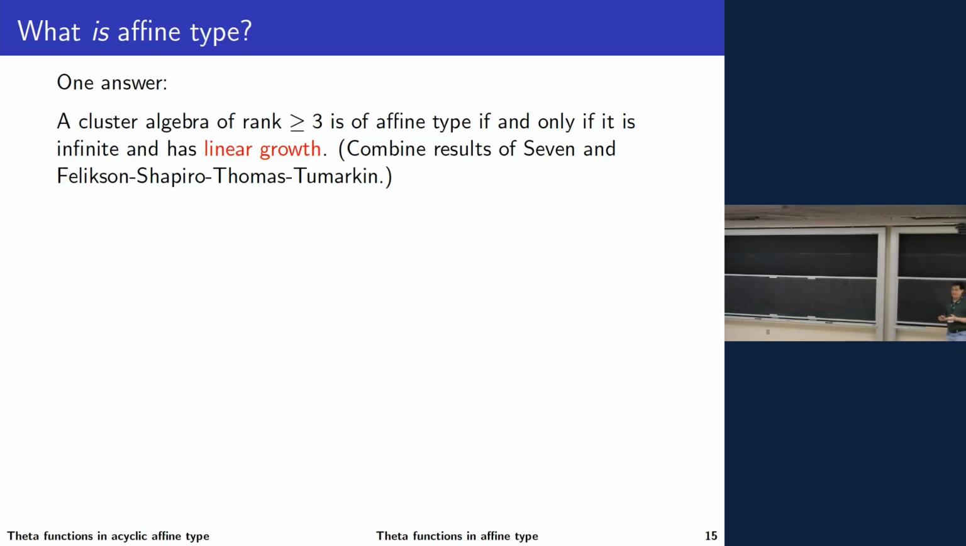Affine type, you might be guessing that we're going to talk about types of root systems or extended Dynkin diagrams. Yes, but also affine type, once we get beyond 2x2 matrices, which are a special case, a cluster algebra of rank greater than or equal to 3 is of affine type if and only if it's not of finite type, but it has linear growth. You can get this by putting together results of Seven and Felikson, Shapiro, Tumarkin. So that's what it is. This is a class of cluster algebras that makes a lot of sense to talk about, even aside from wanting to talk about root systems.